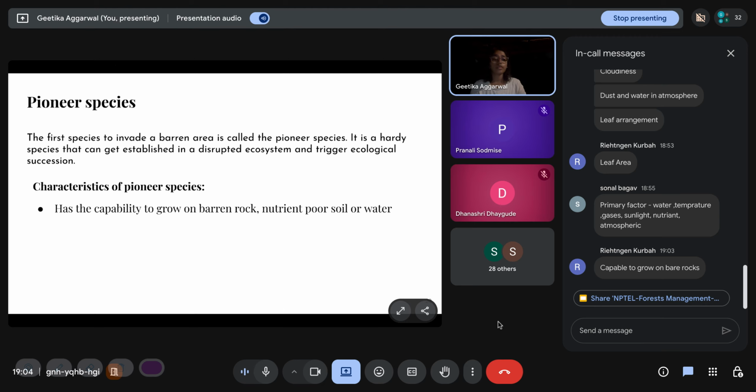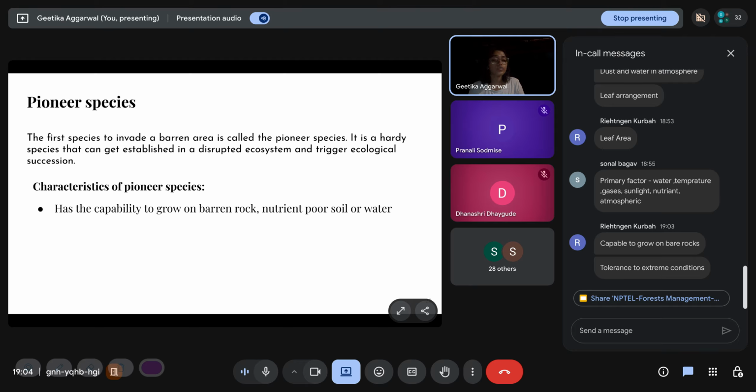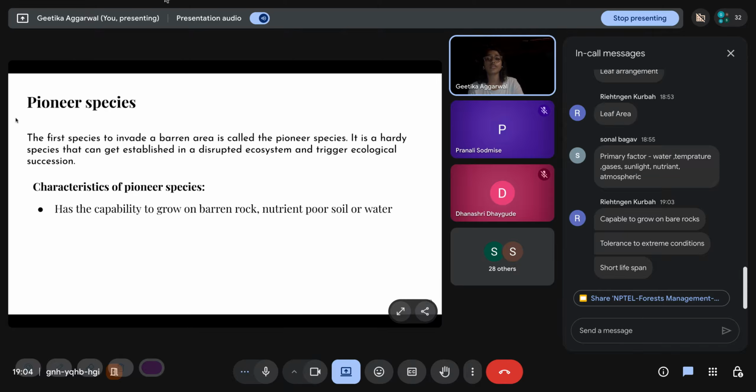If you're talking about a community being established on bare rocks, then yes, it should have the capability to grow on a bare rock, or in nutrient poor soil, or in water with very low nutrients. Should be able to tolerate extreme conditions. Very good. Should be able to tolerate conditions that are too extreme for other species to establish, very hot or very cold. Should have a short lifetime.